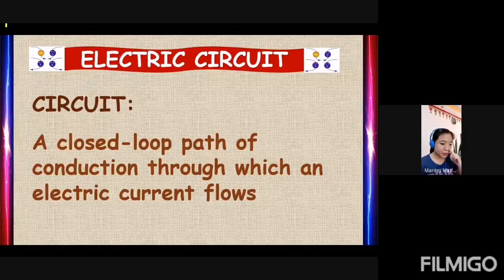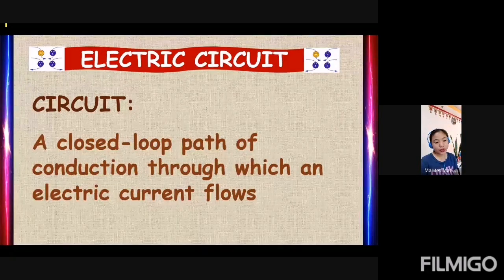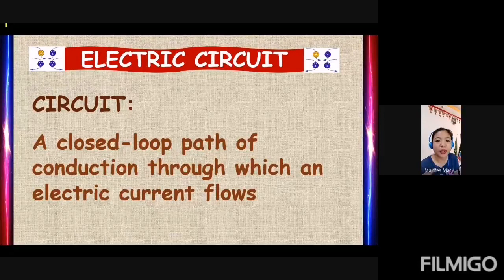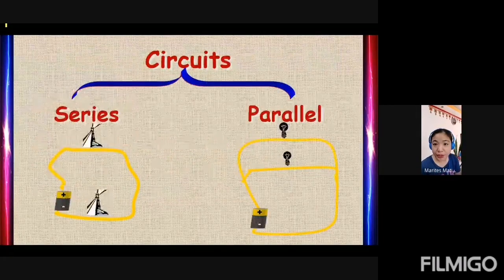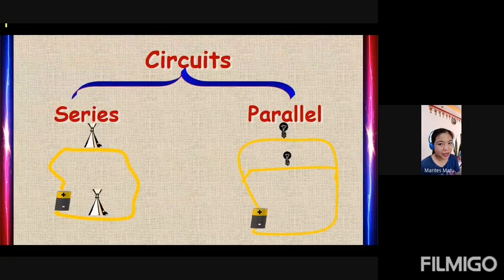Okay? Topic: electric circuit. Week 8 na ito. So, take note of that. Let's review what is a circuit. That's the closed loop path of conduction through which an electric current flows. Okay, we learned that in the previous lesson. So, there are 2 types of electric circuit. We have the series and parallel circuit.